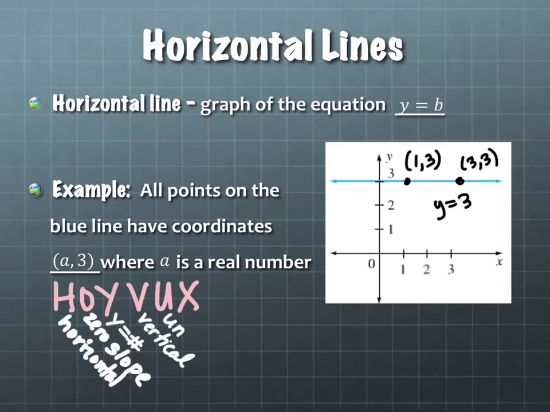The U stands for the word undefined, and it's undefined slope. I'm kind of out of space, but we'll put it in there. And then the X stands for X equals, like the equation X equals a number. So it works something like this. This tells me that horizontal lines have 0 slope, they're flat, and they have equations Y equals a number. Vertical lines have undefined slope. We haven't really talked much about slope, we will in a minute, but undefined slope because they're straight up and down. And their equations are X equals a number.